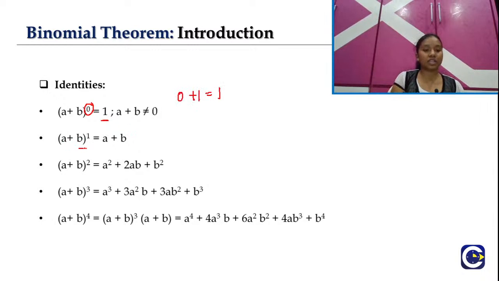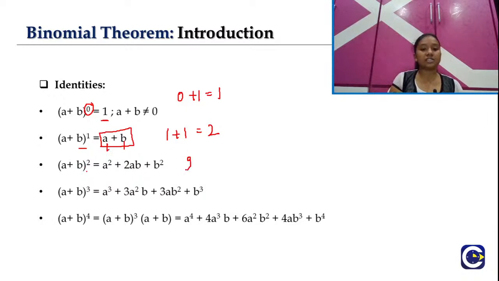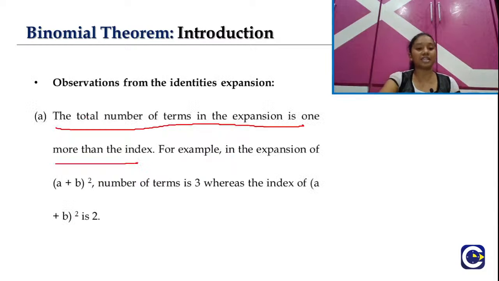Let's get back to the second. Here, what is the index? 1. So 1 plus 1 is equal to 2. In the expansion, we should be having two expressions, A and B. Similarly here, index is 2. So 2 plus 1 is equal to 3. We should be having 3 terms here: a square, 2ab and b square. So 3 different terms. Likewise for here it should be 4 terms: 1, 2, 3 and 4. Here there should be 5 terms: 1, 2, 3, 4 and 5. So the first observation we can identify from these identities is that the total number of terms in the expansion is always 1 more than the index.